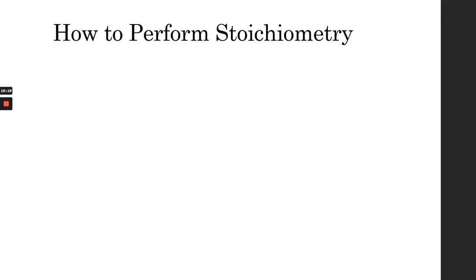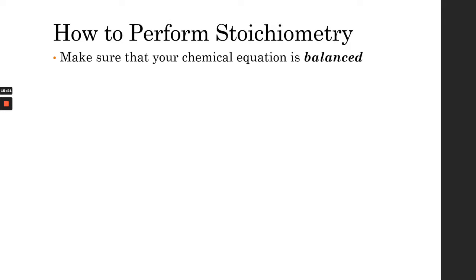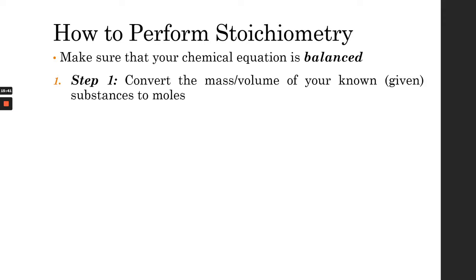So, how to perform stoichiometry? First, we have to make sure that your chemical equation is balanced. Again, this is important, because that's where we get our mole ratio. That's where we can find the relationship between the reactants, between the products, or between the reactants and the products. The mole number relationship. And then step one is to convert the mass or the volume of your known, which is usually the given substance, to moles.